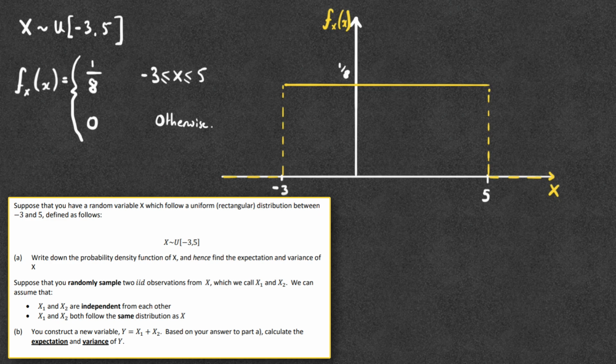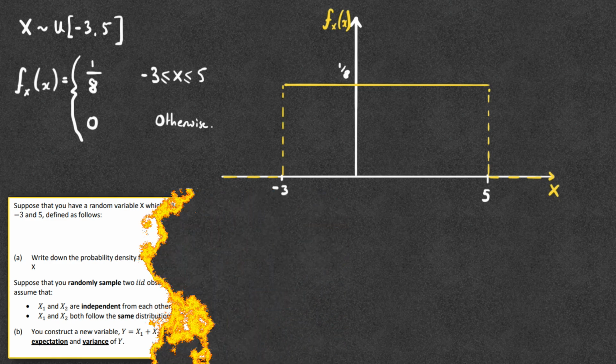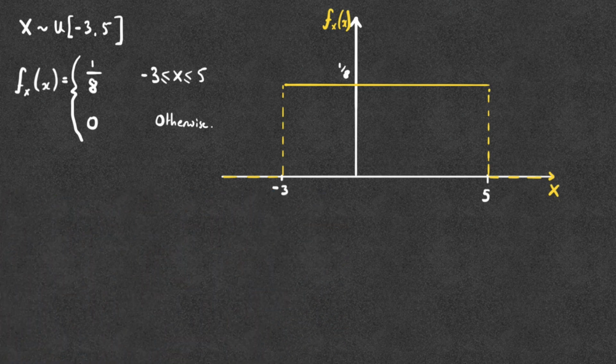Now, we can use this probability density function to calculate the expectation and then subsequently the variance of our random variable x. So remember, for a continuous random variable, the expectation is just equal to the integral between -infinity and infinity of the observations of x times the probability density function of x. So we've got three areas to our probability density function: x less than -3, x between -3 and 5, and x greater than 5, and we'll split the expectation into three parts.